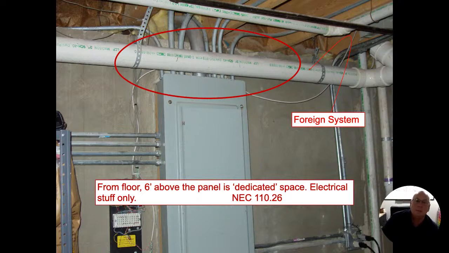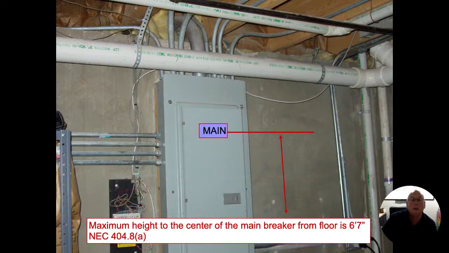It's a dedicated space. One thing that Corey put in here for me, which I'm thankful for, is he cited the actual codes in the NAC where it's in there. So if you want to verify this, that's where you would find it. The maximum height of the breaker is 6'7". Usually they're going to be around eye level is what I like to see.